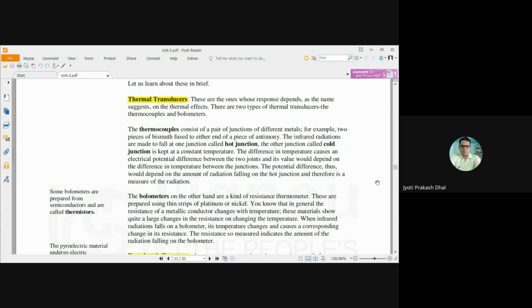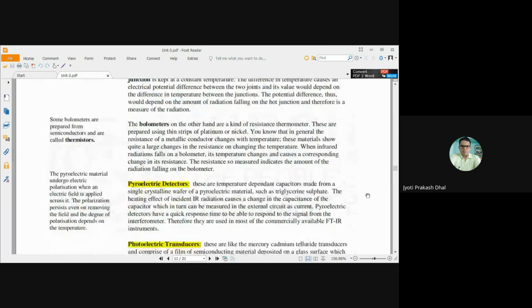The infrared radiations are made to fall on the junction, that is called the hot junction, and the other junction is called the cold junction, that is kept at a constant temperature. The difference in temperature causes an electrical potential difference between the two junctions, and its value depends on the amount of radiation falling on the hot junction, and therefore it is a measure of the radiation. And the next one is bolometer.